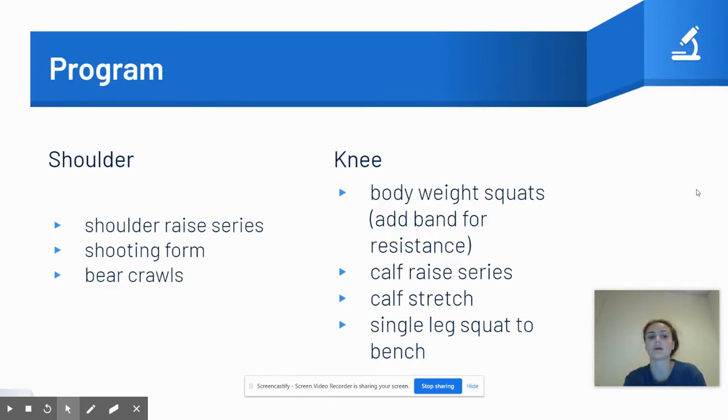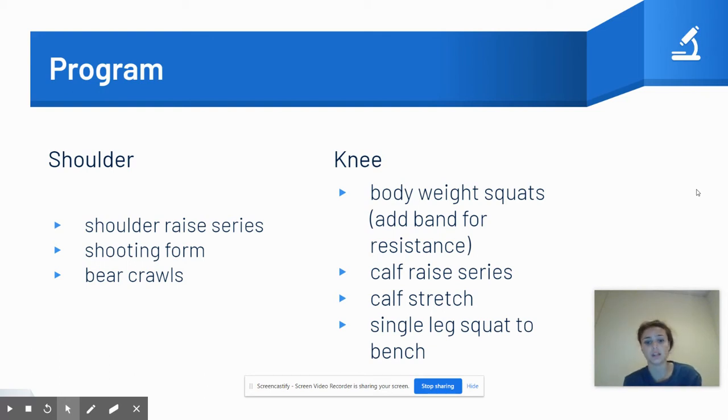My program consisted of some exercises for the shoulder: shoulder raise series, which is forward, lateral, and also bent over, and I will show you videos of that. Also, we worked on some shooting form and making sure she's shooting properly and also in the most comfortable way for her shoulder. And we also did bear claw crawls, which are stabilizers for the shoulders to make sure those traps and your deltoid muscle are staying really, really stable.